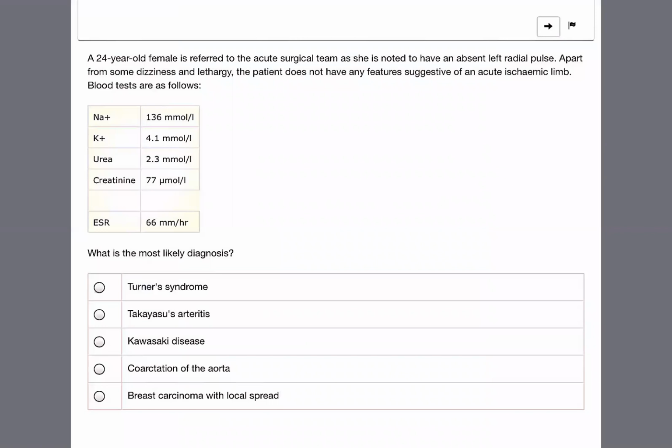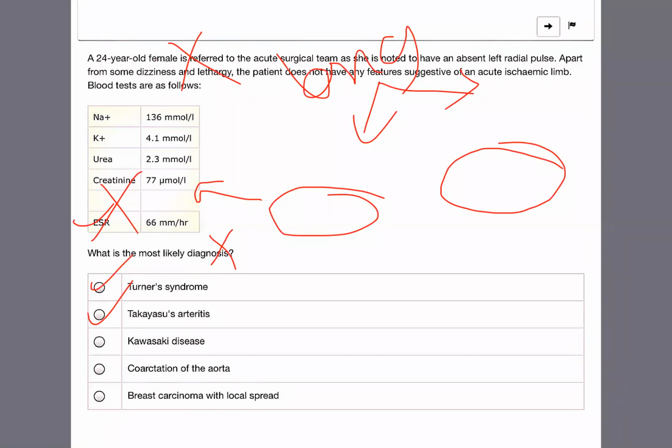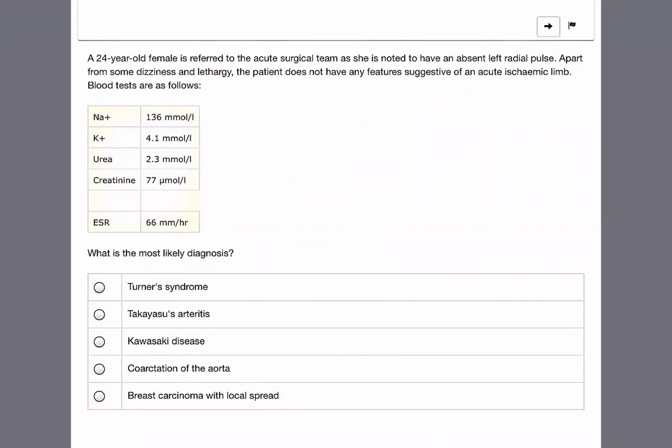Okay, next one, Dr. Ibrahim. A 24-year-old female is referred to the acute surgery team as she is noted to have an absent left radial pulse. Apart from some dizziness and lethargy, the patient doesn't have any feature suggestive of an acutely ischemic limb. Blood tests show: sodium 133, potassium 4.1, urea 2.3, creatinine 77, ESR 66. What's the most appropriate diagnosis? Turner syndrome, Takayasu's arteritis, Kawasaki, coarctation of the aorta, breast carcinoma.